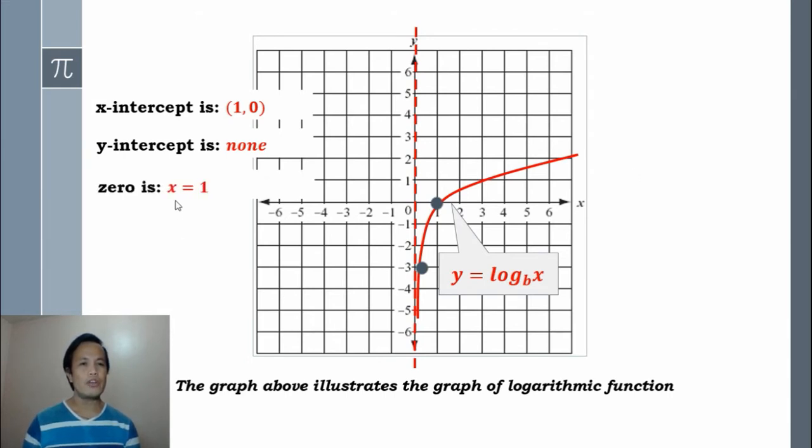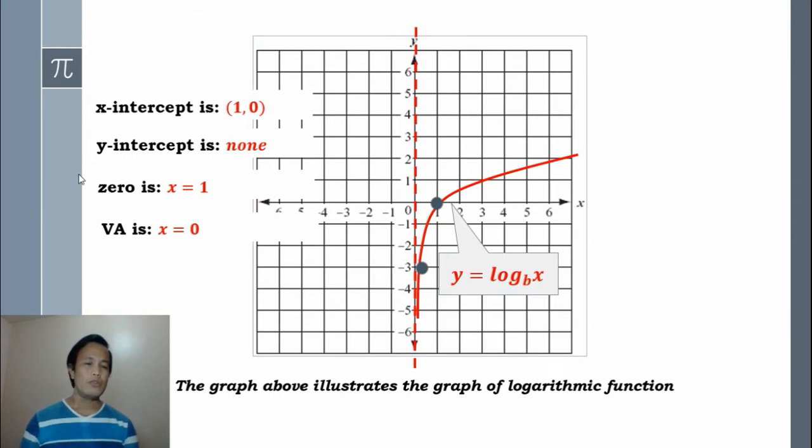Now for the zero of the function, we will simply take the x value in the x-intercept, which is 1. So our zero is x equals 1. Why? Because, as I have mentioned in my previous video, log of 1 to any base is equal to 0. So if x is 1, the whole logarithmic expression will become 0. That's why the value of x that will make the whole function 0 is 1 for this general form of logarithmic function in any base. And of course, our vertical asymptote is the line x equals 0, the y-axis.